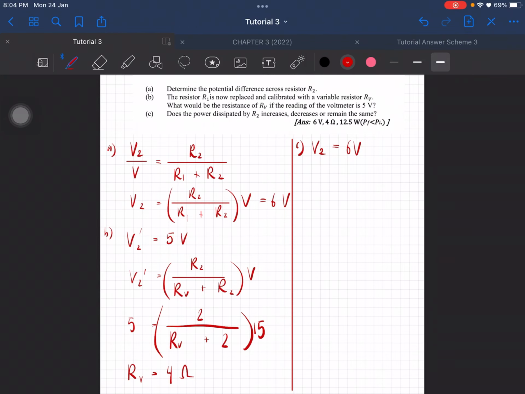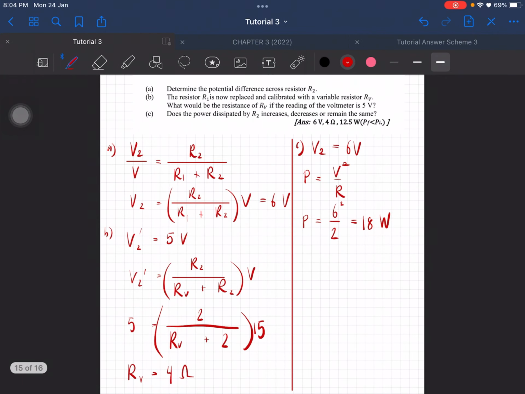The first situation is when the potential difference is equal to 6 volt. We know that the power can be calculated using the formula V squared over R. In this case, the potential difference across resistor 2 is 6 and resistor 2 is 2 ohm, so this would be V squared over R. Sorry, I forgot the square there. So it should be equal to 18 watt.